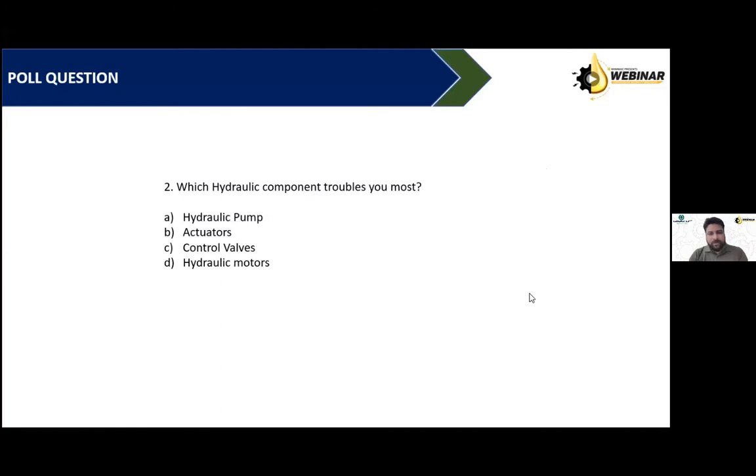Yeah, so it's a mixed opinion, I must say. 39% goes to hydraulic pumps, 19% goes to actuators, 36% to control valves, that again a big number, and 7% hydraulic motors. Well, it's quite appreciated because hydraulic motors find a very limited application. Only few handling equipment require hydraulic motors.